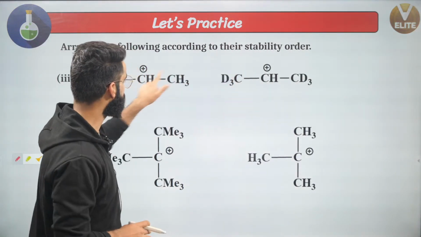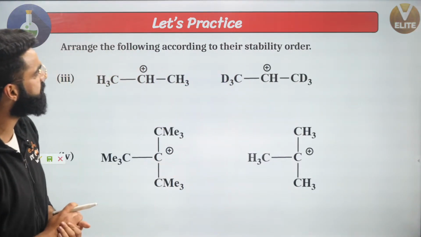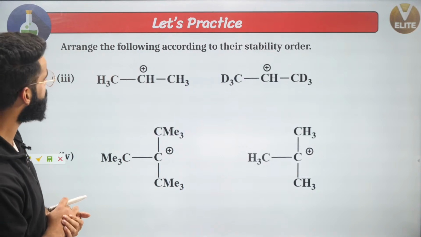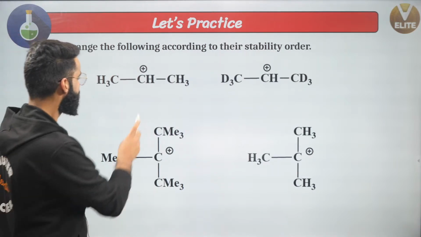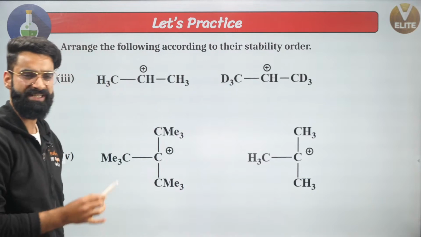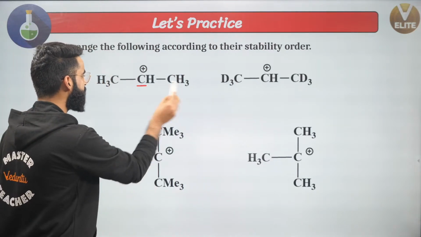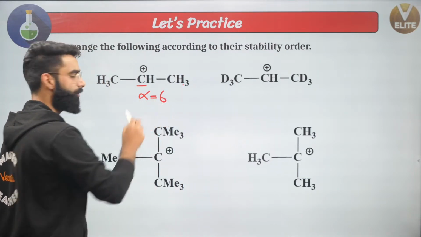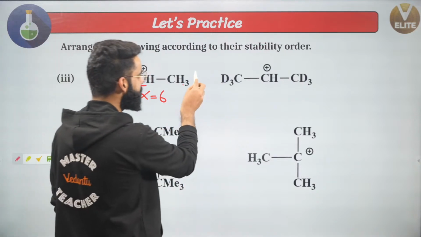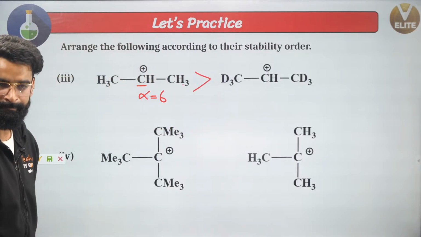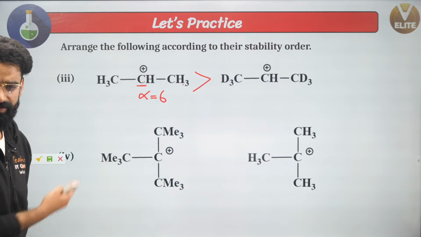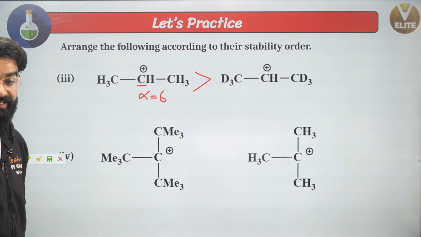If I talk about these two, we have to check the stability order. Arrange the following according to the stability order. Is it the first one or second one, which one is more stable? Right here we have 3, 3, 6 alpha hydrogens. So simply, the first one is going to be more stable than the second. The first one is definitely more stable than the second. There are 6 alpha hydrogens.